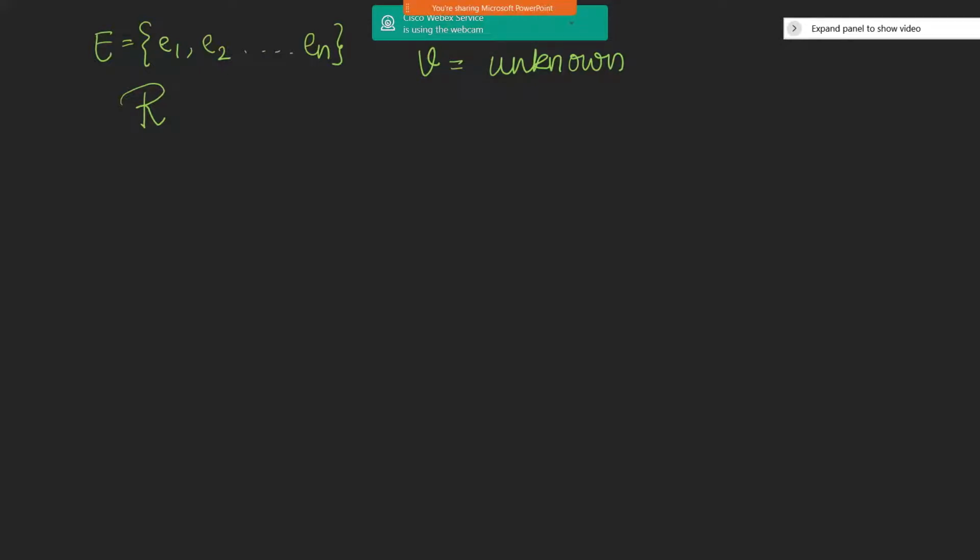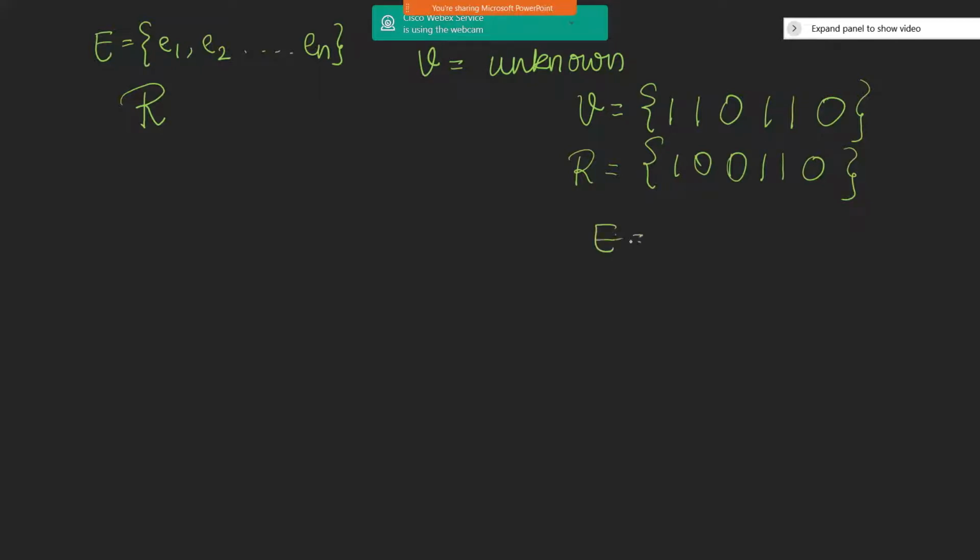What is the advantage of this error pattern? Let us assume I have a code word vector V with the bits 110110. I assume that this is my code word vector. I have received the vector 100110, let me put it just like this. If you add these two, you will get an error pattern 010000. Yes, this is the error pattern.